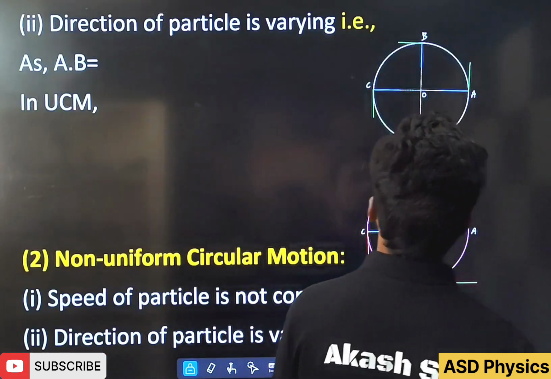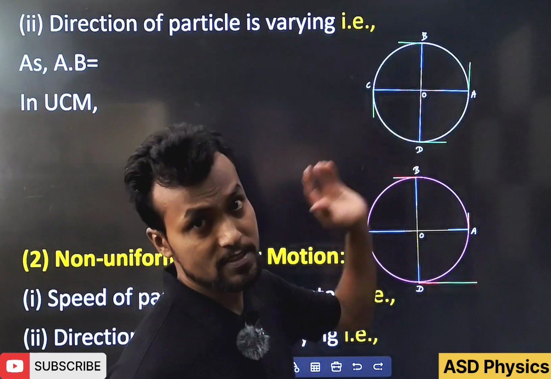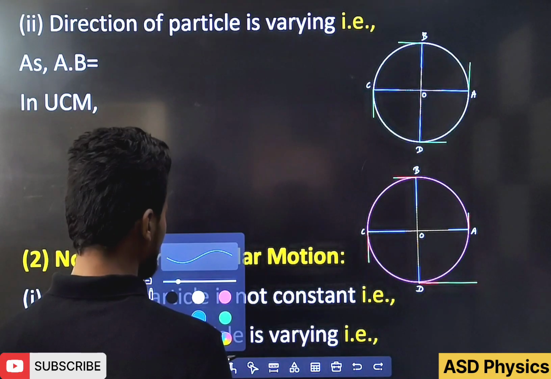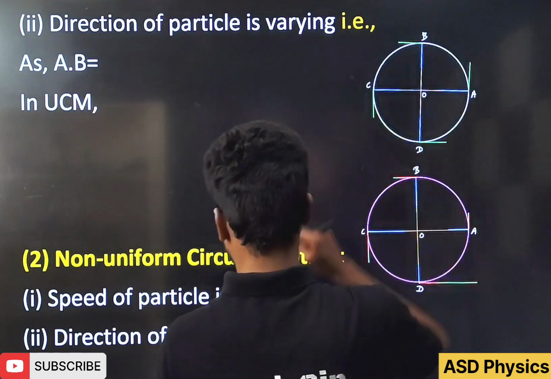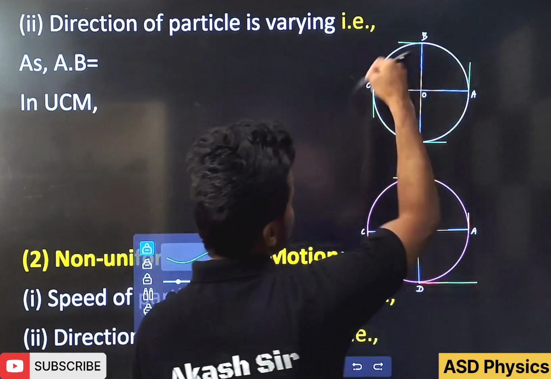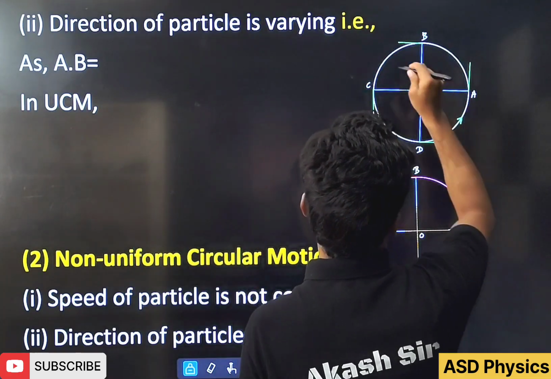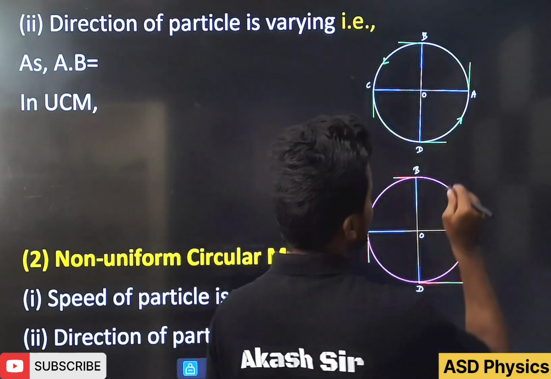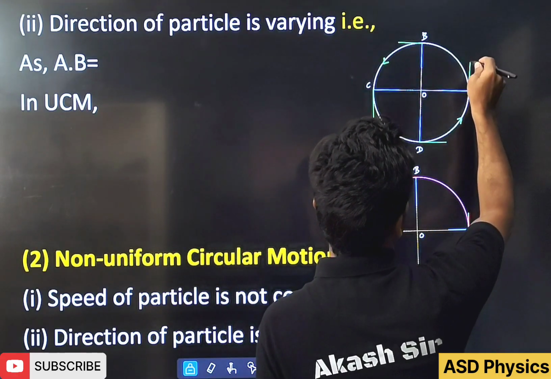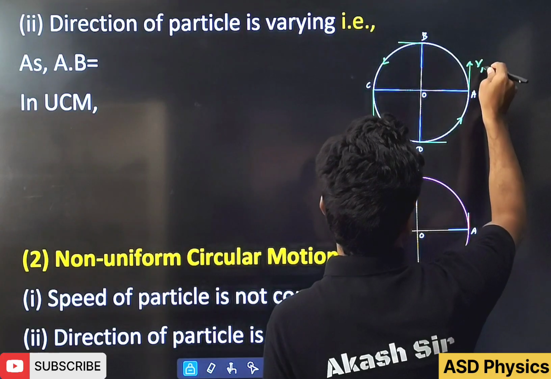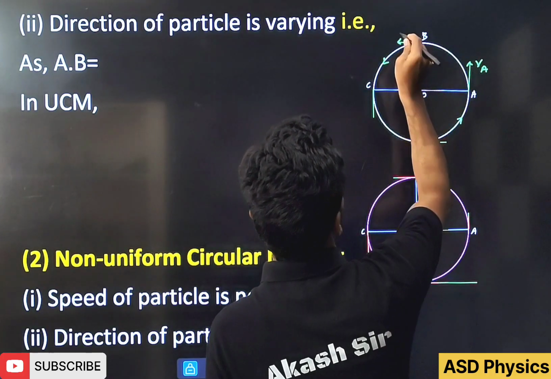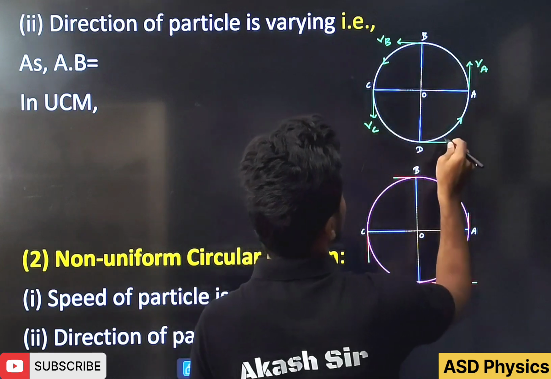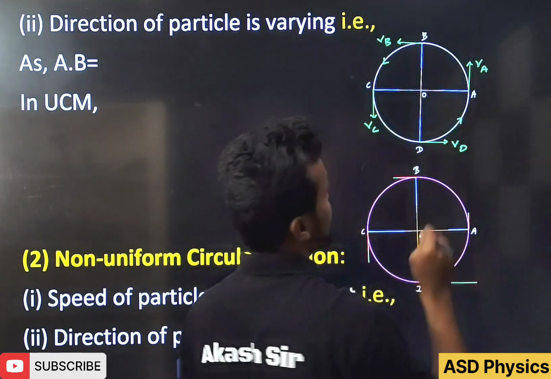Let's see, for uniform circular motion I have taken this situation. The particle is moving in an anti-clockwise direction like this. The particle keeps on moving. So what is the instantaneous velocity? Remember that at point A, this is the velocity VA. At point B, velocity VB. At point C, tangential direction VC. At point D, VD.